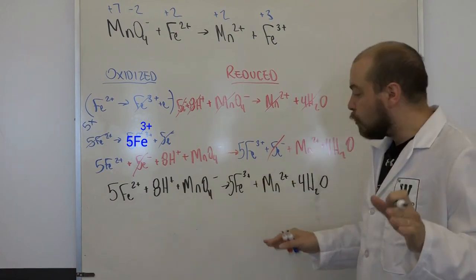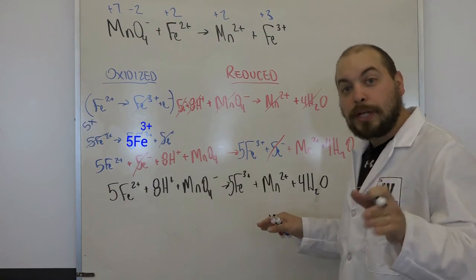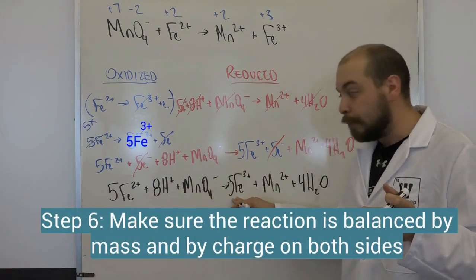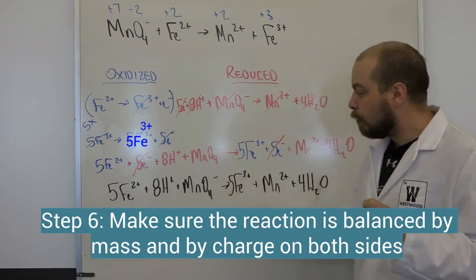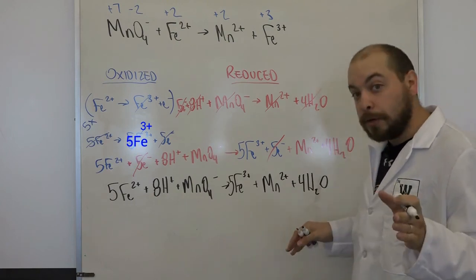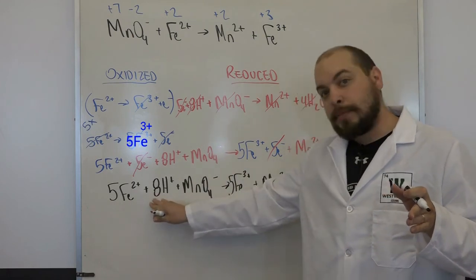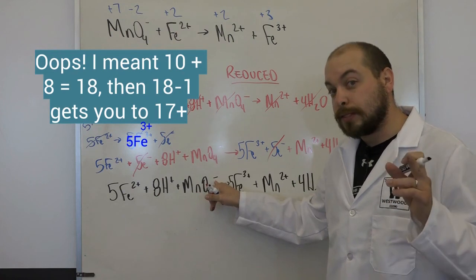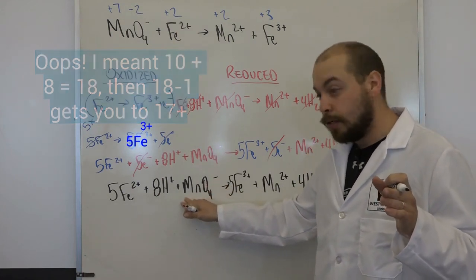Okay, so now that I've written my overall reaction, I need to double check to make sure everything's balanced. 5 iron atoms, 5 iron atoms. 8 hydrogen ions, 8 hydrogen atoms. 4 oxygens, 4 oxygens, and now we check charge. Be careful here. 10 plus 8 plus, that's 17. But there's a -1 here that you have to account for. That's going to be a total charge of +17 on the reactant side.